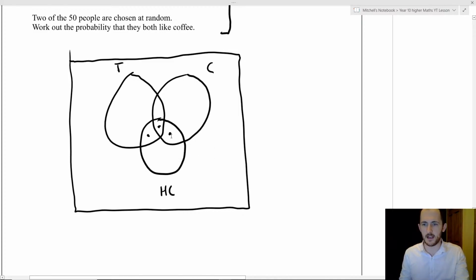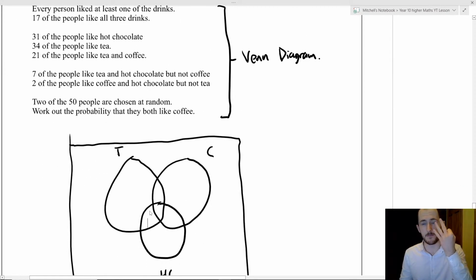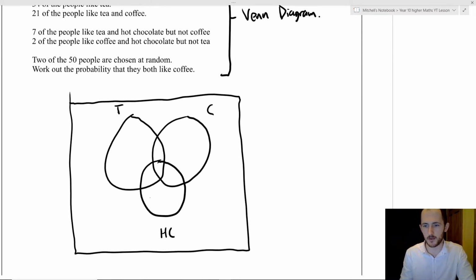So just be very aware of that. Try and work your way from the innermost to the outermost. So the innermost is all three drinks. 17 people like all three drinks. There we go.